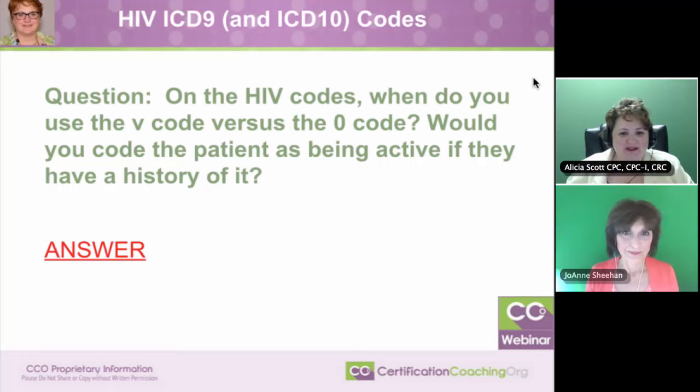I'm opening up the next slide on the HIV codes. When do you use the V code versus the O code? Would you code the patient as being active if they have a history of it?